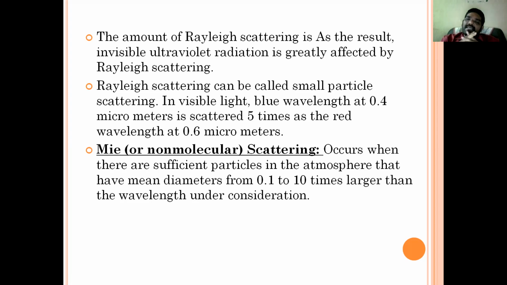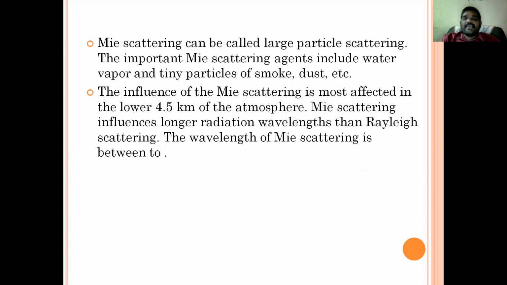Once again, see here, when the EMR is being influenced by the particles whose diameter is larger, how much? Minimum 0.1 to 10 times, compared with what? The wavelength of the electromagnetic radiation which is reflecting back to the sensors. That is called Mie scattering. We already discussed, it is happening mostly in the lower 4.5 kilometers of the atmosphere.